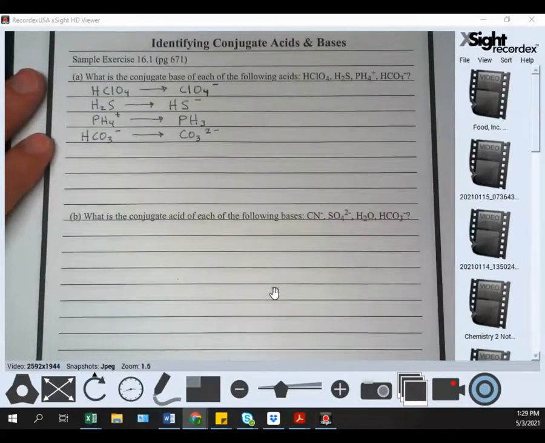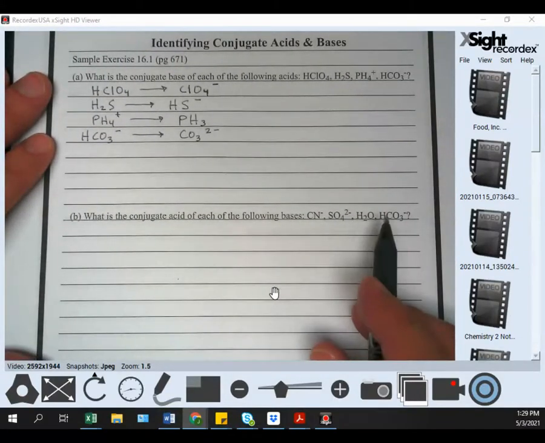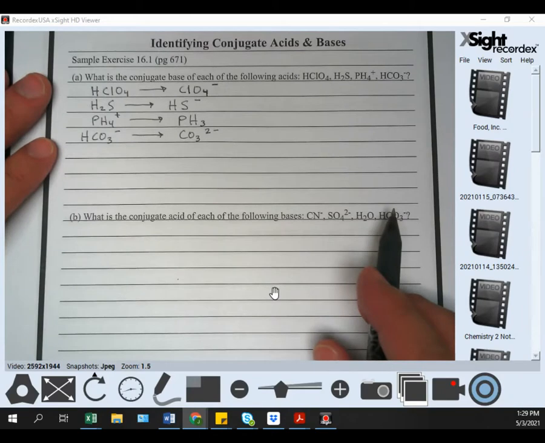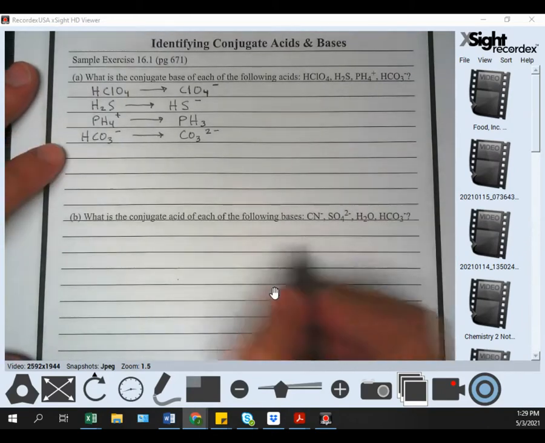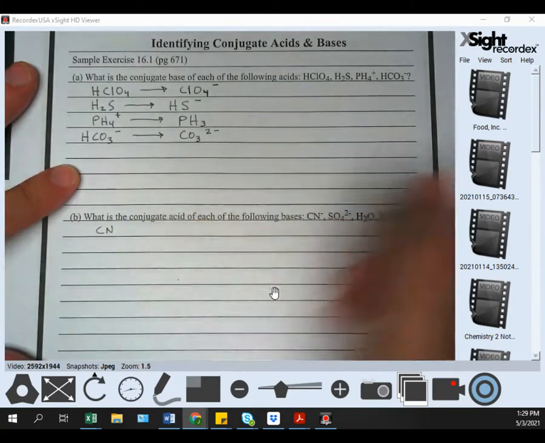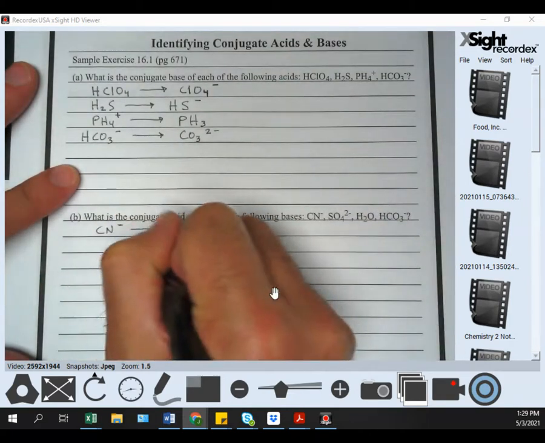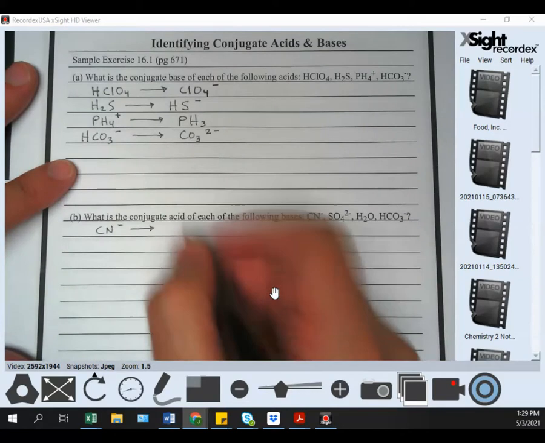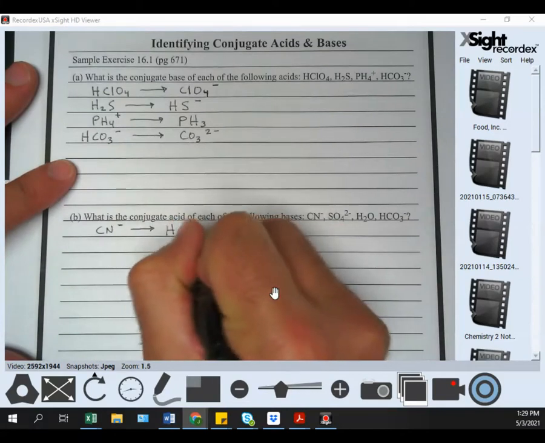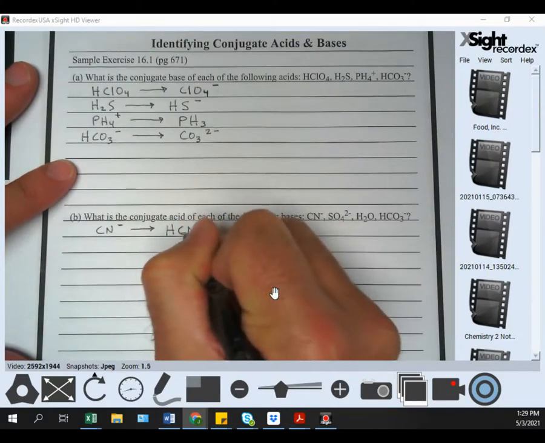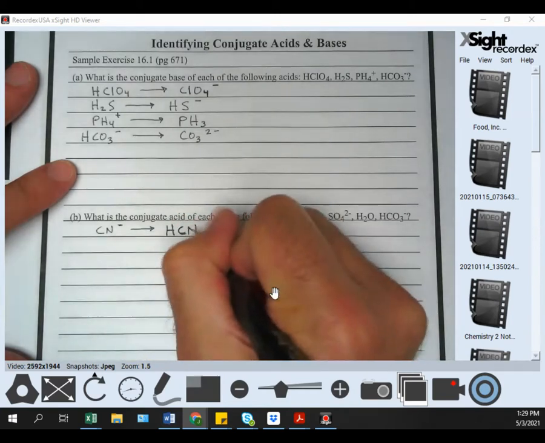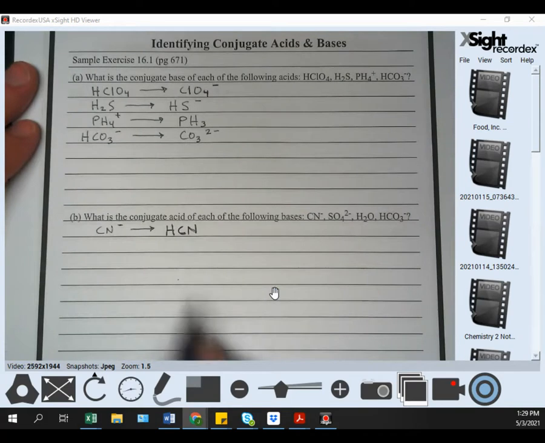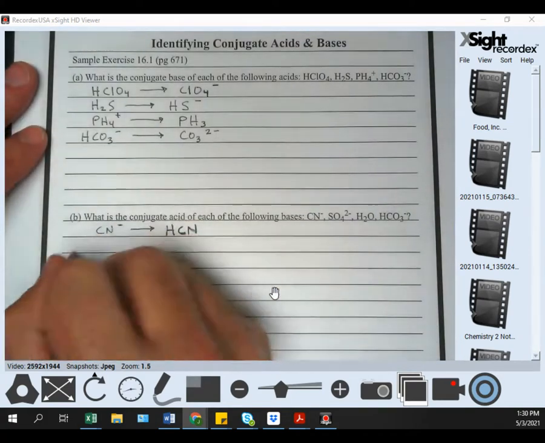All right, what about the conjugate acids for the bases? What are we going to do for these? Yeah, just the flip of it, right? The reverse. So for example, the first one, CN -1. If it's a base, it's going to gain a hydrogen. So we're going to do HCN, and then we're going to add a +1 to the charge, which this was already a -1, so it becomes just HCN. Right, that would be the conjugate acid. SO4 2 negative.